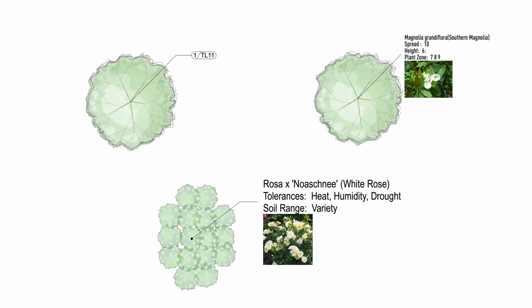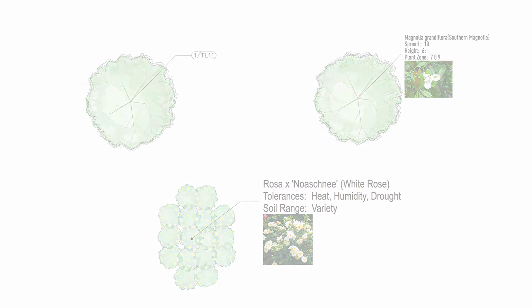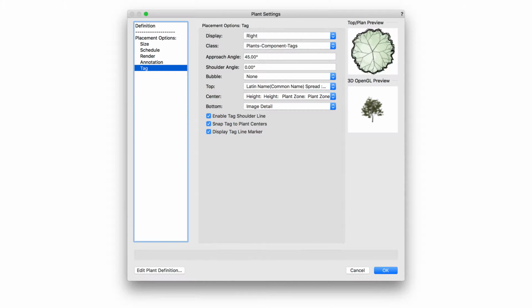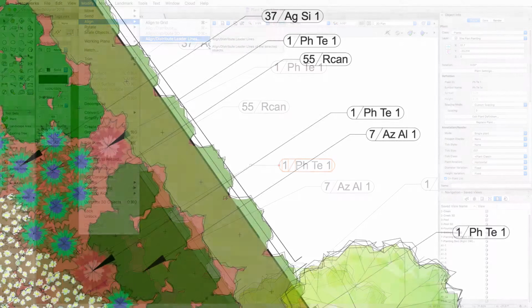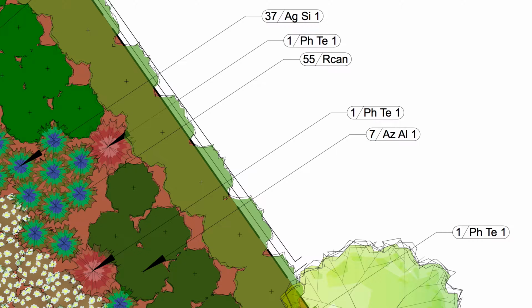That wraps up this chapter on plant tags. Using the various tag options, we can configure plant tags to show the exact data we need directly on our design. Then, using a combination of the alignment and distribution options, we can quickly adjust the placement of our tags for our needs.